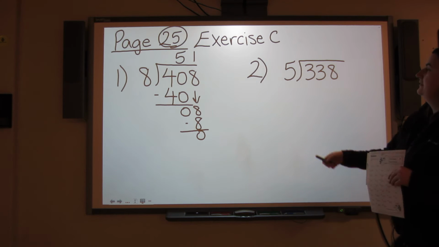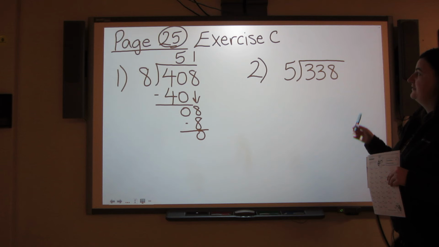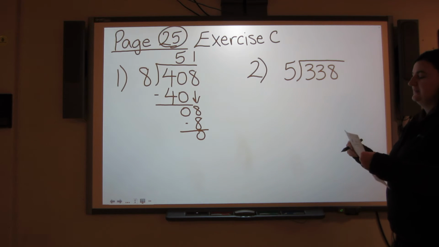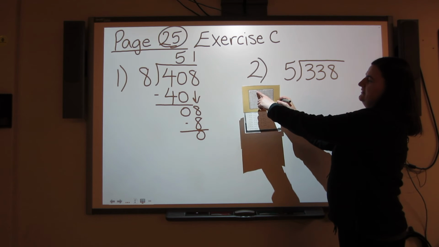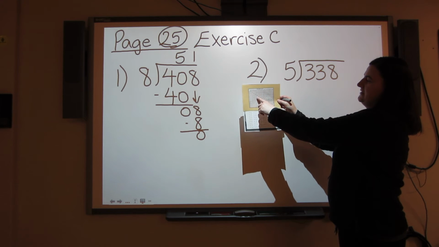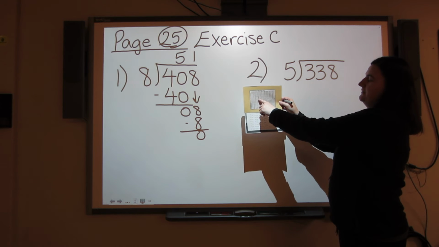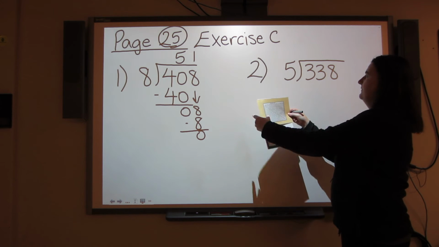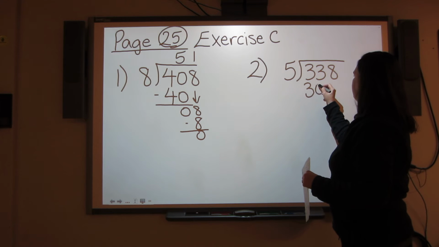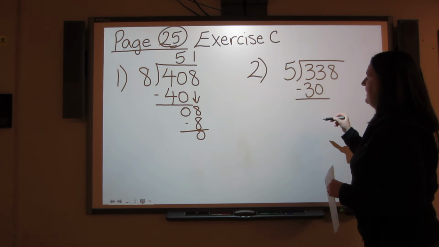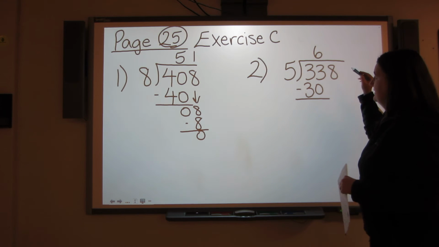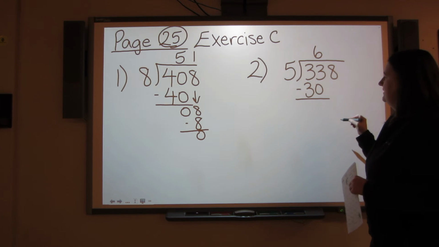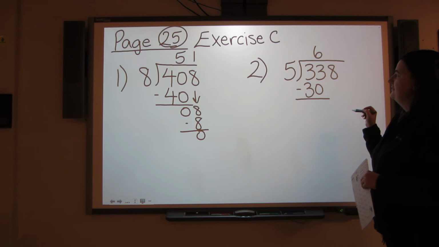Number 2, 5 into 33. How many times can 5 go into 33? Look down your 5s till you get to the closest thing to 33 without going over, which is, of course, 30. And how do you get to 30 if you're working with 5? You times it by 6. 5 times 6 is 30. That's the closest thing to 33 without going over.